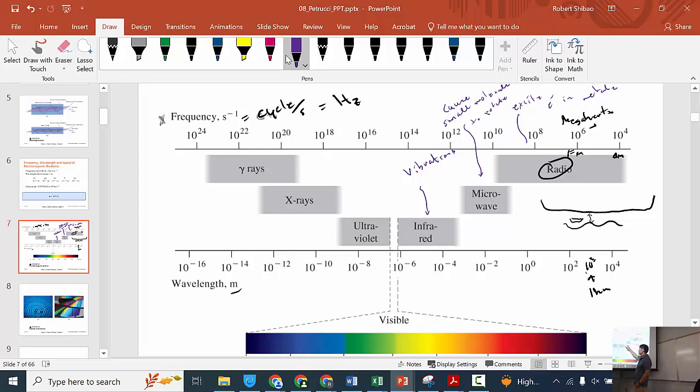We can also cook food using infrared. A lot of people like this. When you have red hot coals, they're emitting a lot of infrared as well. And the infrared can cook the food as well. So people like this for cooking too. And so this causes vibrations.